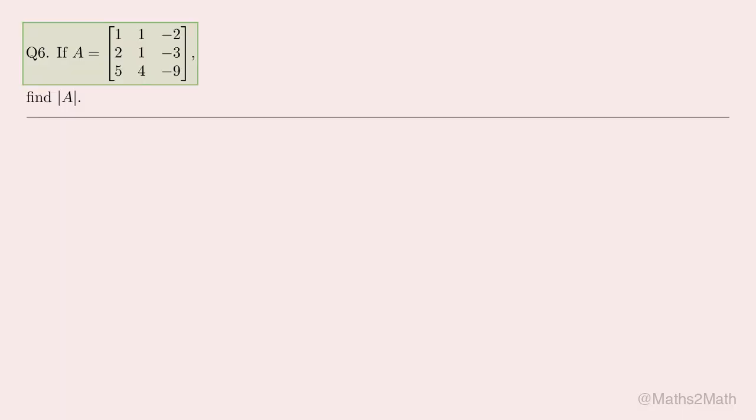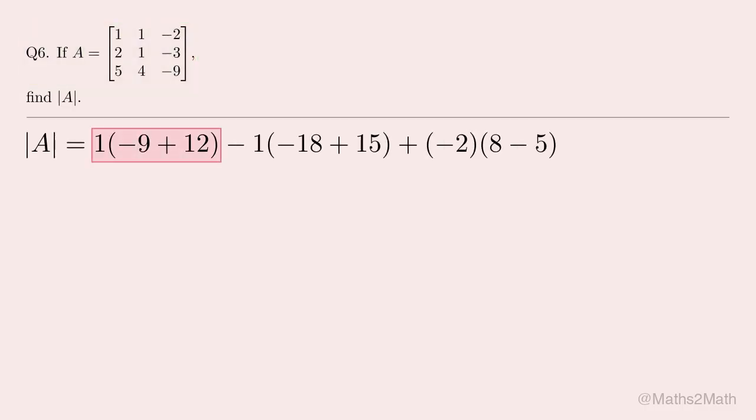Question 6, one more 3 by 3. Expand along the top row with all working. The 3 cofactors, minus 9 plus 12, minus 18 plus 15, and 8 minus 5. That is 3 plus 3 minus 6, 0. A singular matrix.